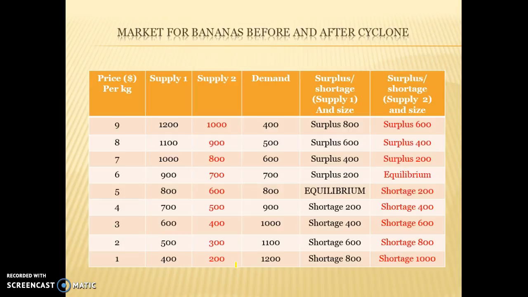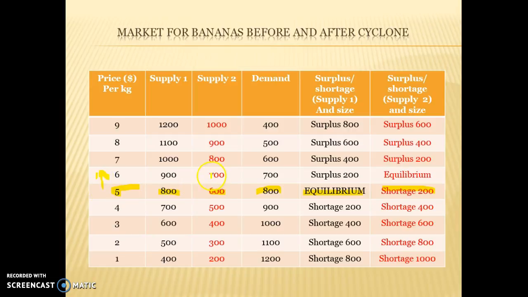Okay, so here's a table showing the same thing. The old equilibrium was here. At a price of $5 per kilo, we had supply of 800 and demand of 800. Then we have the cyclone, bang! Supply has been reduced from 800 to 600, and we have a shortage of 200. How do we get rid of a shortage? We raise the price from $5 to $6.